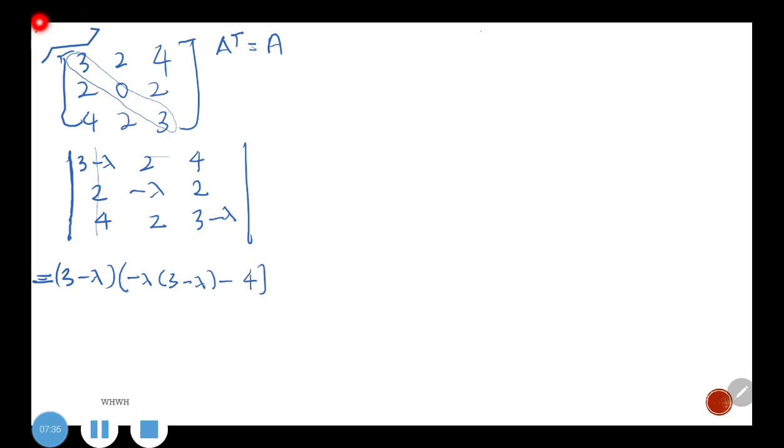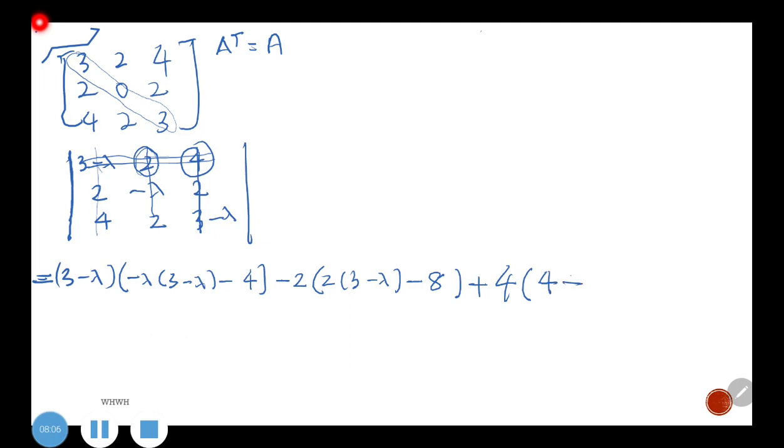Okay. And then you have minus 2, right? This 2 is minus 2 times, covering this one, 2 times (3 minus lambda) minus 8, right? And then plus 4 for this one. Then you cross this one, you will get 4 minus 4 lambda, right? Okay, so here then you need to let it equal 0.